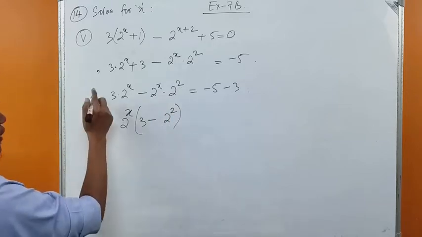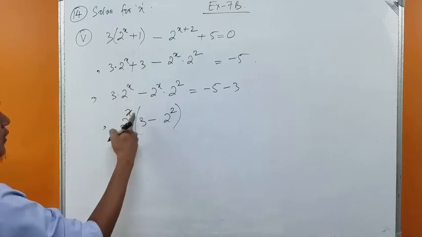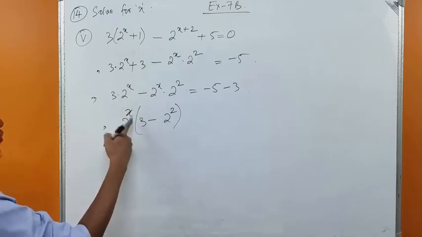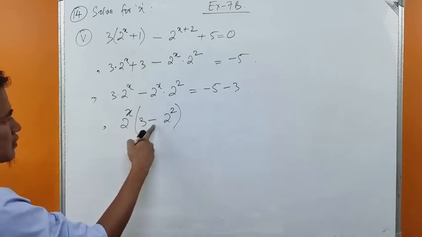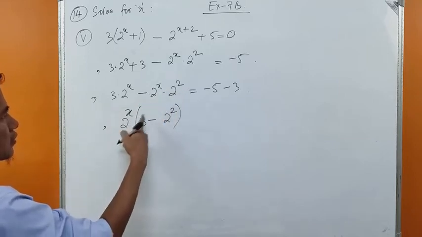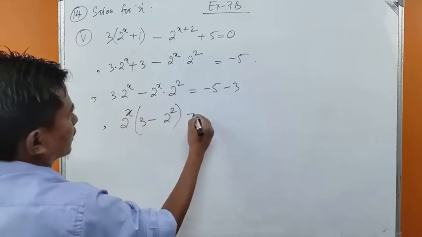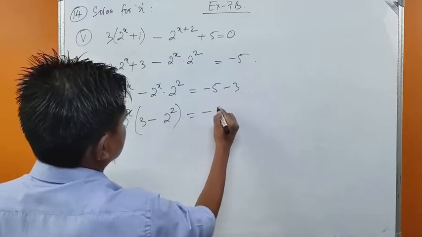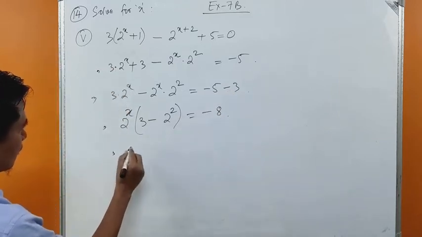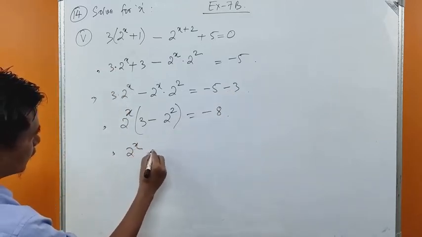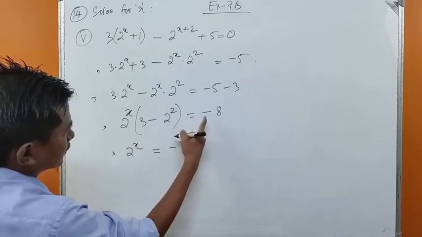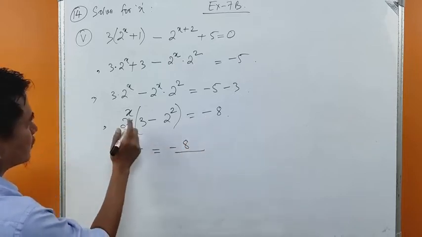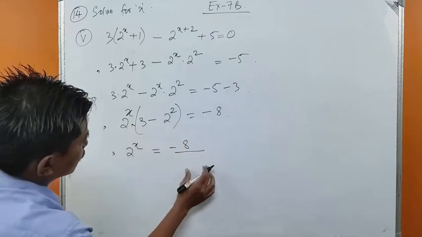Okay, 2 to the power x taken common. This 3 minus 2 squared remains within the bracket. Minus 5 minus 3 is minus 8. Or 2 to the power x equals minus 8, which is already on the right hand side, upon this bracket, isn't it? This goes to the denominator.